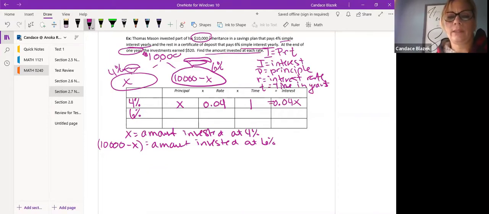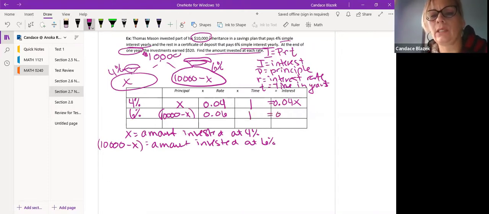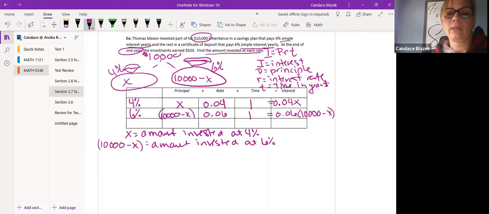Now it's 6%. Since X is the amount we invested at 4%, 10,000 minus X will be the amount invested at 6%. The interest rate at 6% is 0.06. It is still 1 year. And the interest is 0.06. We multiply across: rate times principal times time, which is 1 year.